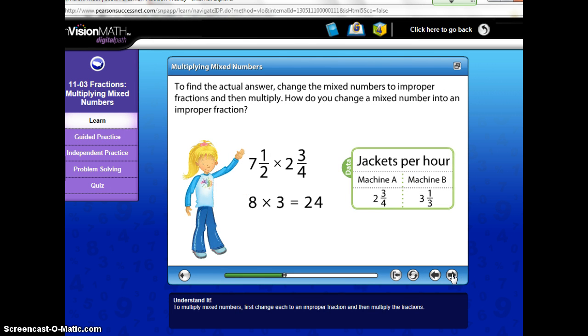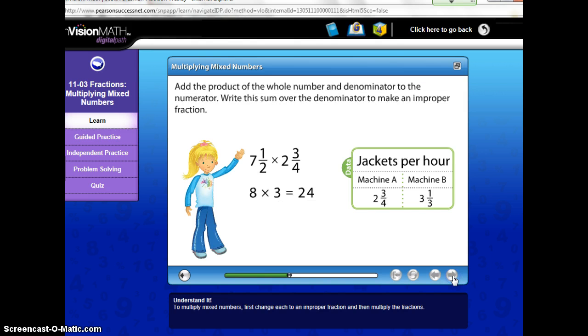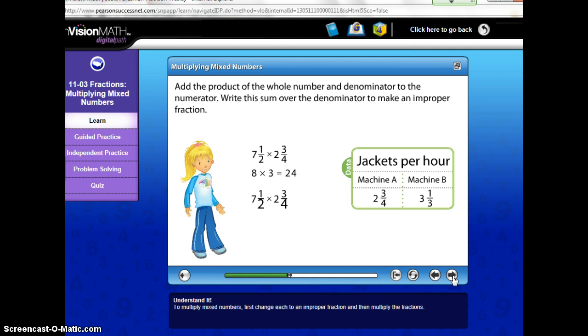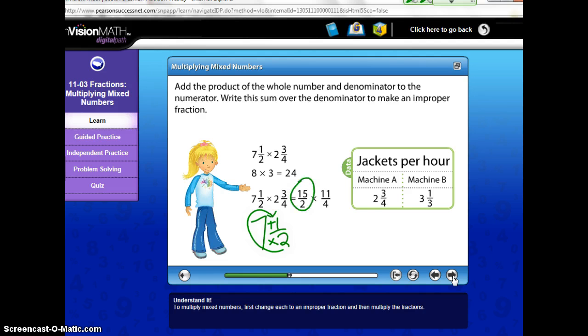To find the actual answer, we have to take those mixed numbers and we have to make them into improper fractions. But you all know how to do this. Remember? Like this and like this. So we should have 15 over 2. Yep, there it is. Now 2 3/4, same thing. Multiply, add, there it is. Now we can actually do the problem. So we have to do that before we can even attempt to do the problem.